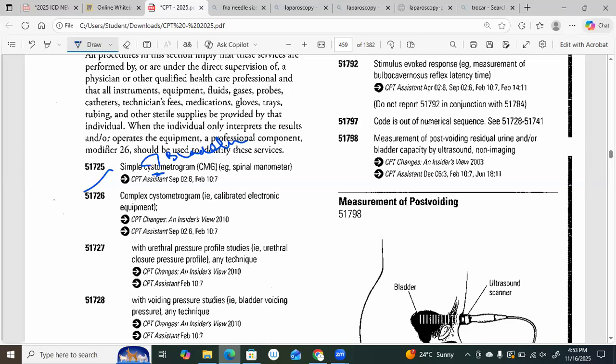So in 51728, with voiding pressure studies, here we are reviewing the bladder pressure, that is, how much pressure the bladder can handle. But in 51728, after voiding, we have to study the bladder voiding pressure. What is a bladder voiding pressure? In that case, we have to use 51728. Sorry, not 98, it's 28.